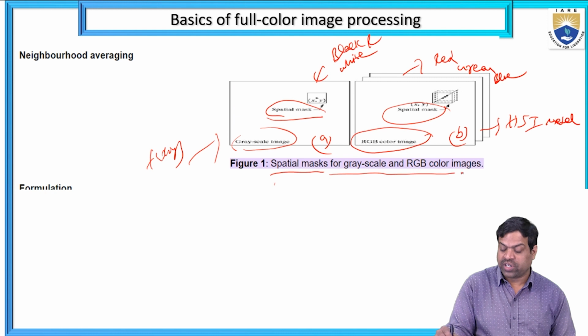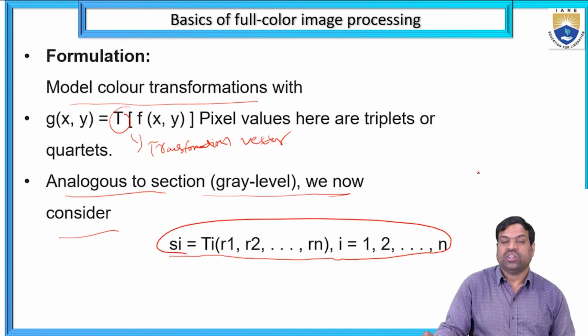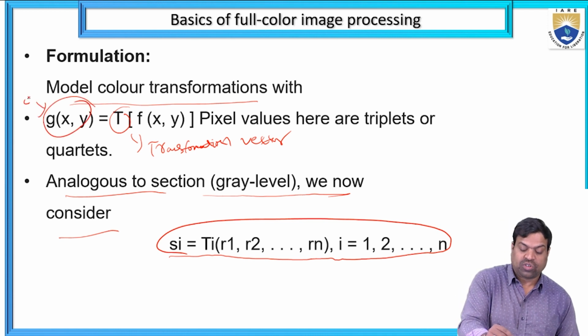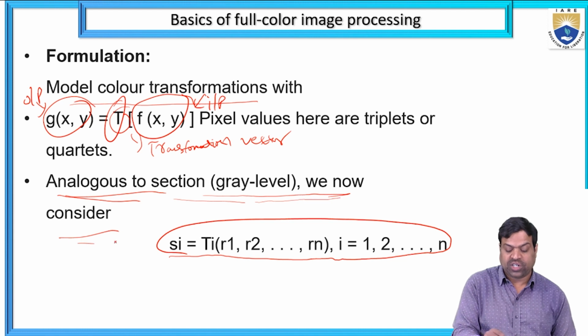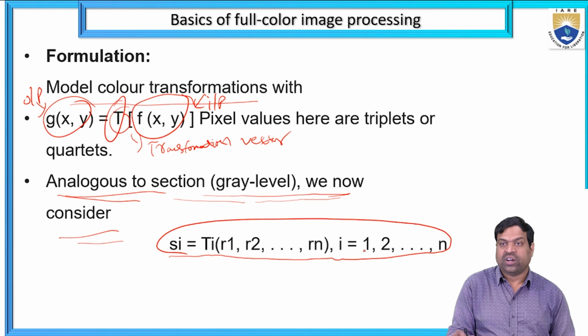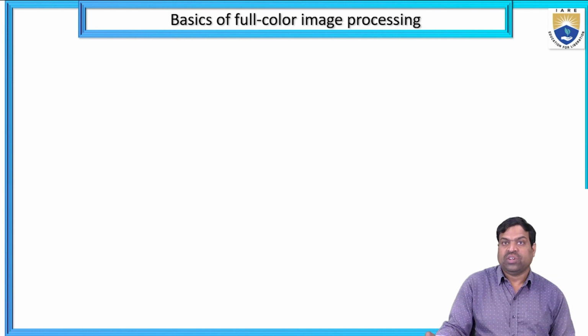So, spatial mask of grayscale with RGB color images. What is the formula? g(x,y) equal to T of f(x,y). Here the output function g(x,y) equals T applied to f(x,y), the input function, with the transformation process. By analogy to the grayscale section, we know that we consider si equal to Ti of r1, r2, and so on up to rn, for i equal to 1 up to n.